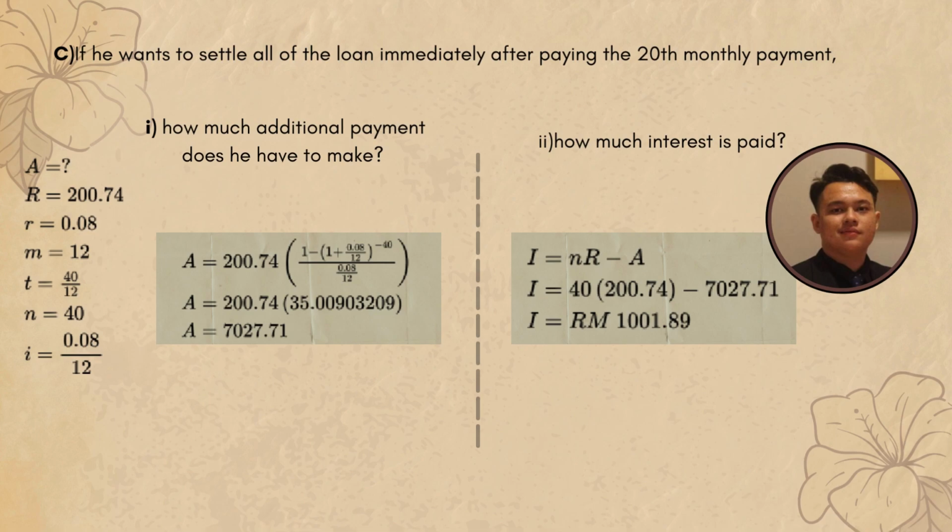Next, the question is, how much interest is paid? For this question, I will use the formula I equal to nR minus A. The answer is I equal to 1,001.89 ringgit.